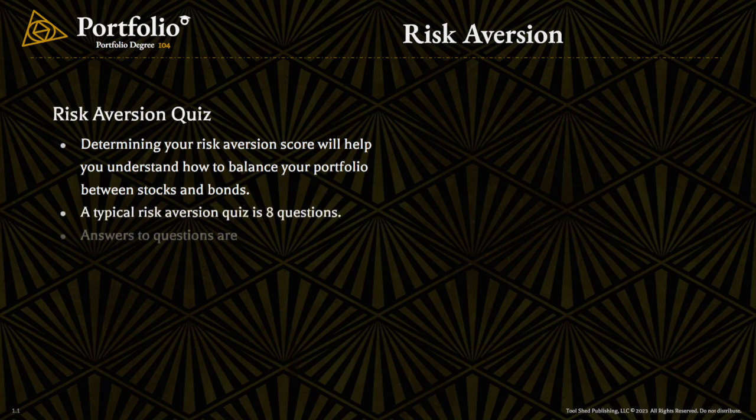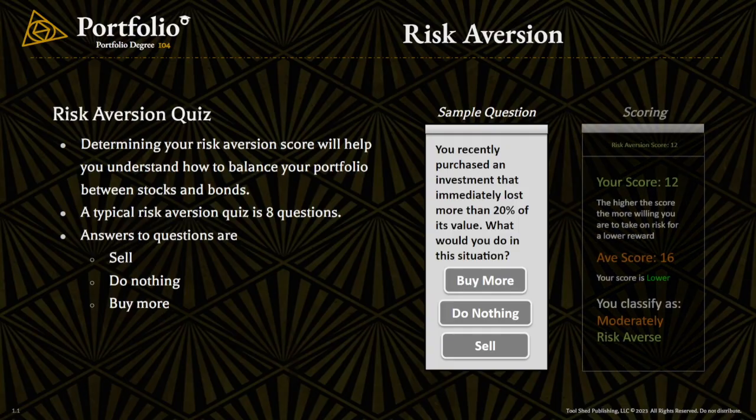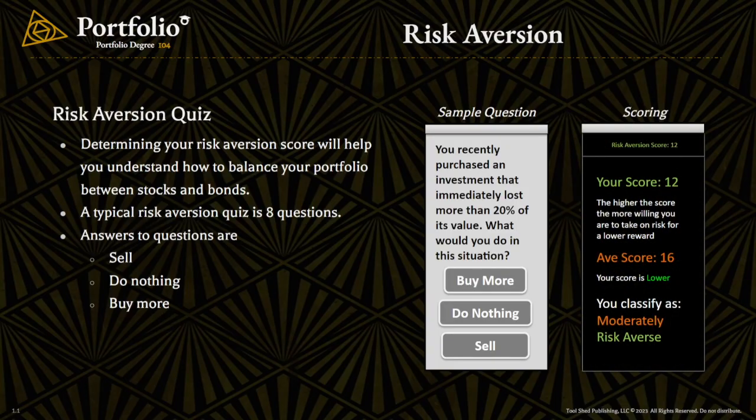A moment ago, I talked about the risk aversion quiz that you can take in order to find out your score and portfolio balances. Just know this isn't some big test. It's only 8 questions long, and all of the answers are either sell, do nothing, or buy more. So just to show you how simple it is, here's an example of a question. It says, you recently purchased an investment that immediately lost more than 20% of its value. What would you do in this situation?